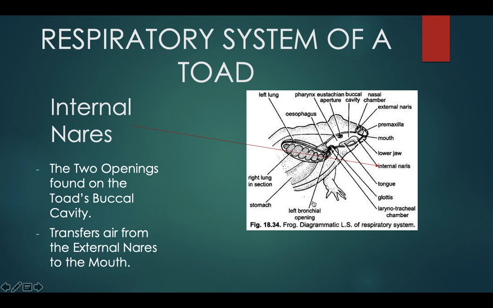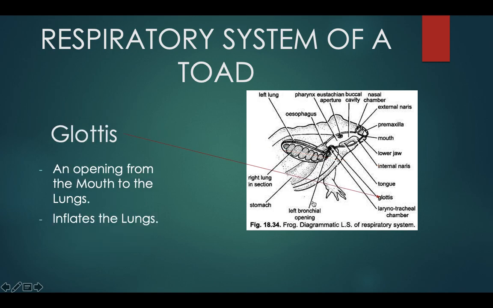Next, we're going to talk about the internal nares, which are the two openings found in the toad's buccal cavity and transfer air from the external nares to the mouth. It is found in the buccal cavity, the first organ we told you about, which pumps air for ventilation. Next we're going to talk about the glottis. The glottis is an opening from the mouth to the lungs and also inflates the lungs.